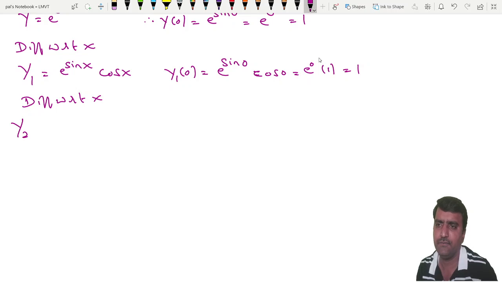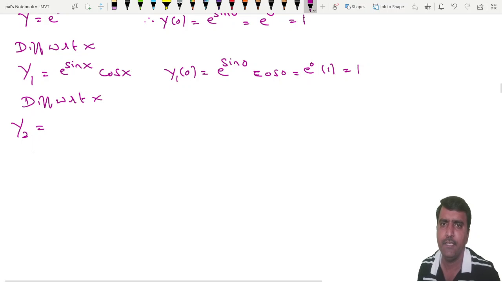So differentiation of y1 is y2. y2 is equal to, so better you use one rule here. You rewrite that y1.